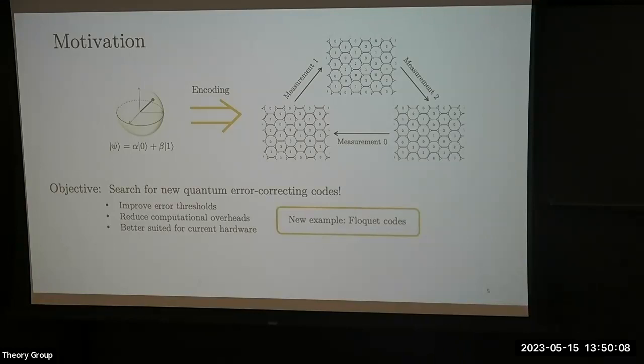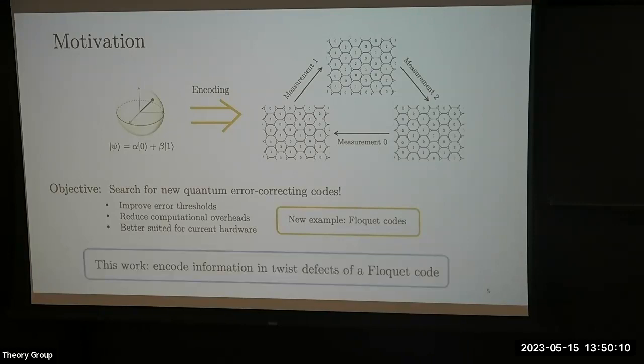In this work, I'll describe a way to encode quantum information in a Floquet code by introducing irregularities called twist defects. These have certain advantages over the original construction of the Z2 Floquet code, which I'll describe momentarily. What's the advantage of having the encoding change in time? Yeah, one advantage is that it can simplify the measurements that are needed. So in the toric code, you end up having to make 4-body measurements.